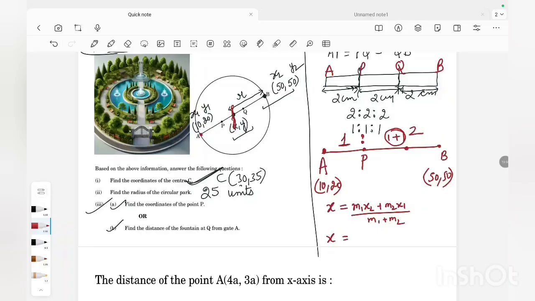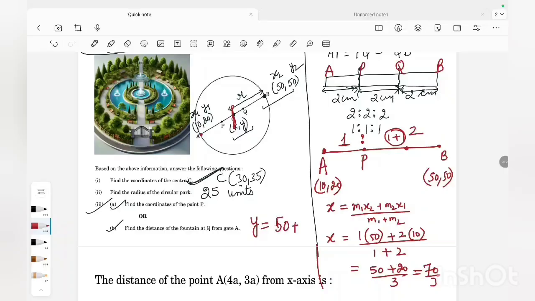x equals m1 x2 plus m2 x1, upon m1 plus m2. So it's 50 plus 20 upon 3, that is 70 upon 3. Similarly you can calculate the value for the y coordinate: m1 y2 plus m2 y1 upon 1 plus 2, that is 3. 90 upon 3, so it is 30. So coordinates of P are (70/3, 30). Done? Any doubt?